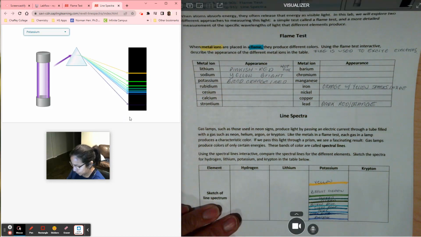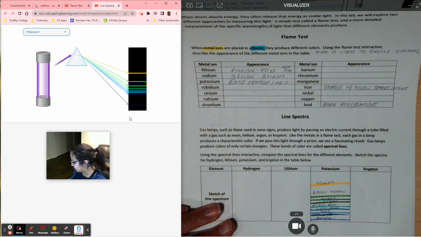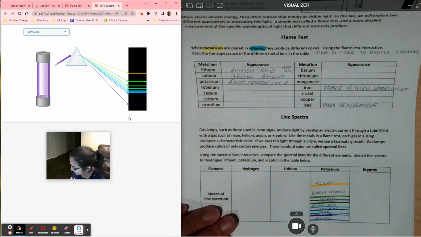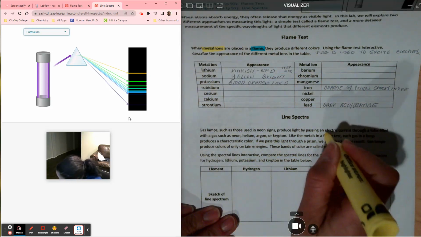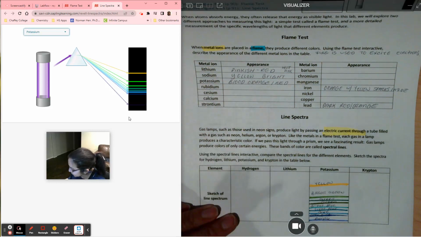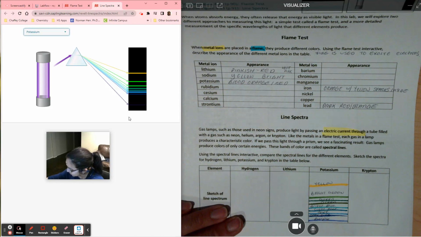So, did we use fire for this? What kind of heat source was used? Well, we used electricity, okay? And the electricity passed through that tube. Right.